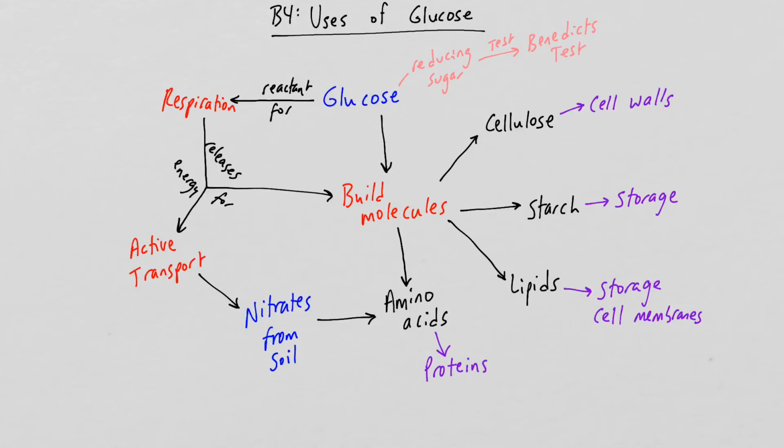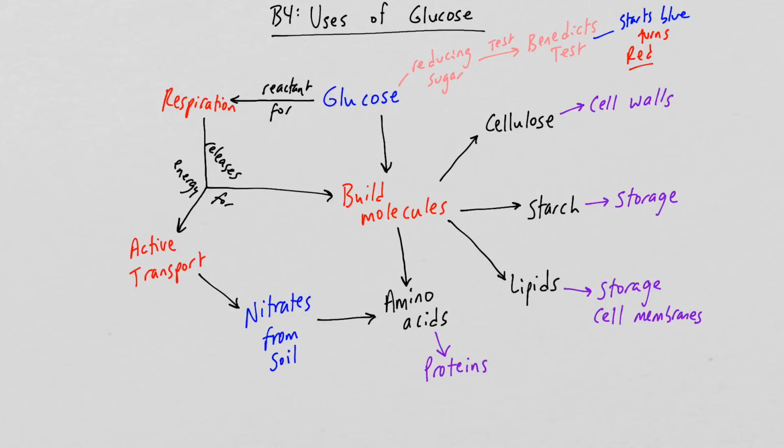And in the Benedict's test, it starts out blue, and in the presence of a reducing sugar like glucose, it'll turn green and then orange and then red. If it turns green, that means there's a little bit of reducing sugar there, a little bit more, a little bit more, until lots of reducing sugar means it turns red.